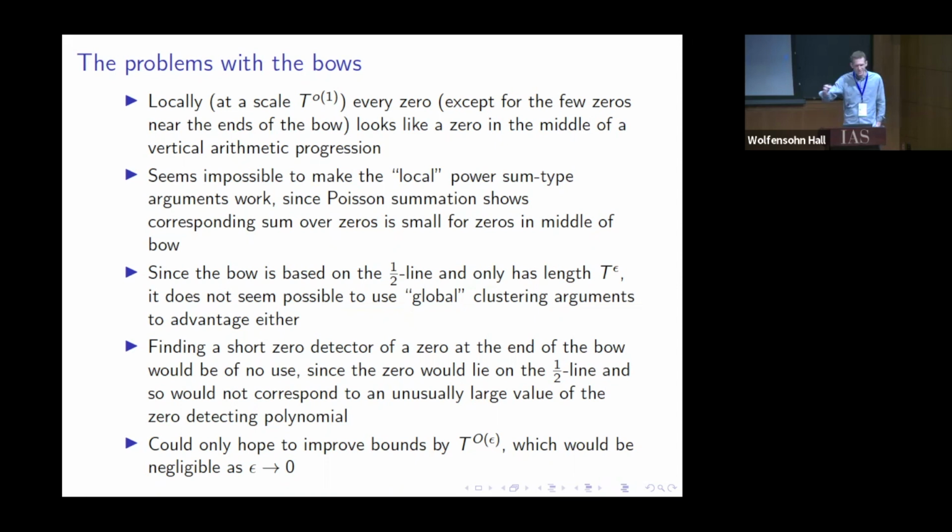We already said that there's some sort of Poisson summation argument that means the vertical arithmetic progressions are not going to be susceptible to a power sum kind of idea. And then the bow starts on the half line, and it's made of very short clusters of zeros. So it doesn't really seem like you can use these global clustering ideas either. A zero detector at the end of a bow isn't useful, since on the half line this is not a large value of a Dirichlet polynomial. Dirichlet polynomials on the half line can have constant size values. And because the cluster is really short, this would only maybe improve bounds by t to the epsilon or something, which is of course negligible as epsilon goes to zero. So our whole local-global strategy really breaks down when you look at these bows of zeros.